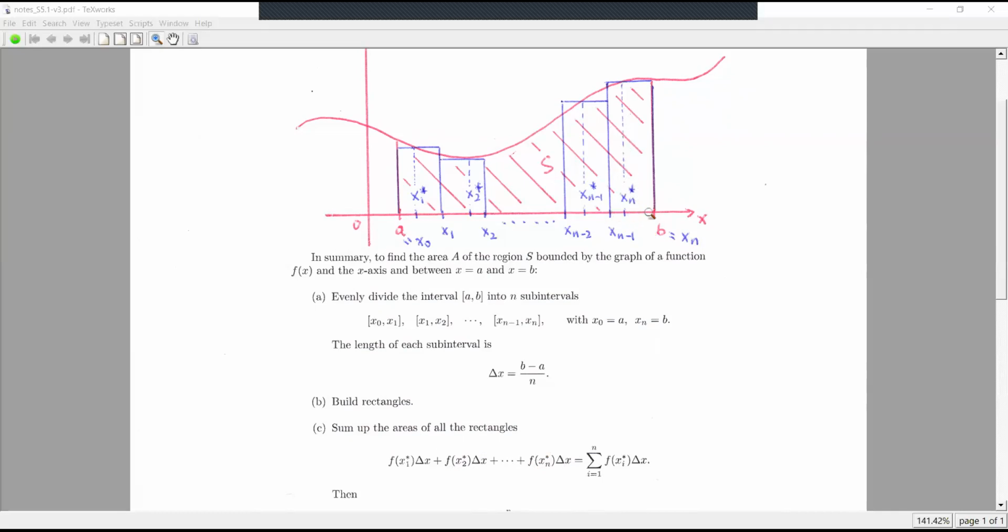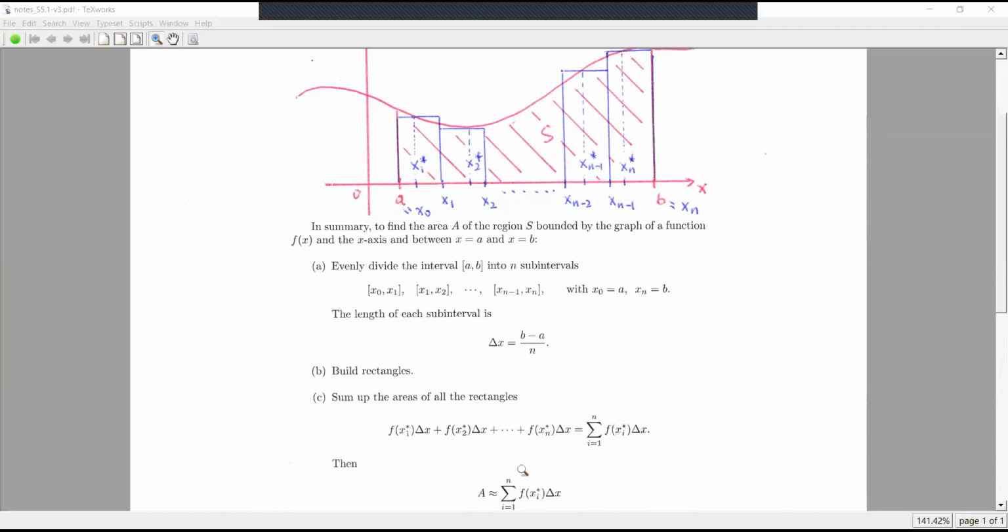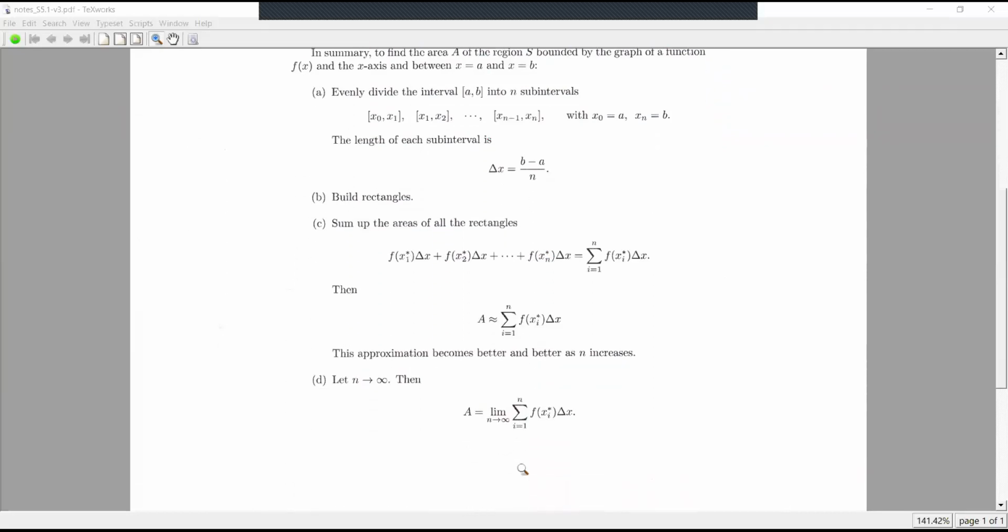Base delta x times height, function value at xn star. Now compute the areas of the rectangles, then make a sum. Yeah, here there is a shorthand notation for this sum.